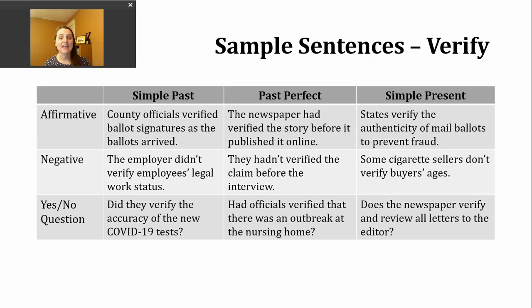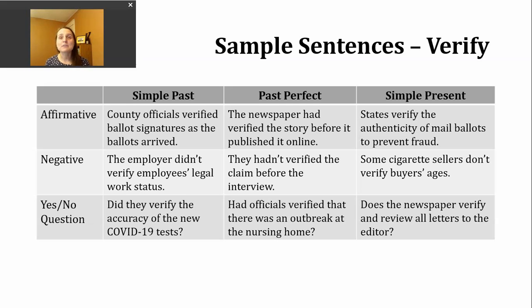So we have had verified in past perfect, and you'll see the verb publish is in simple past tense, just like we talked about. If I want to make a negative past perfect sentence, I'm going to insert not after had. And then again, use the participle form of the verb.